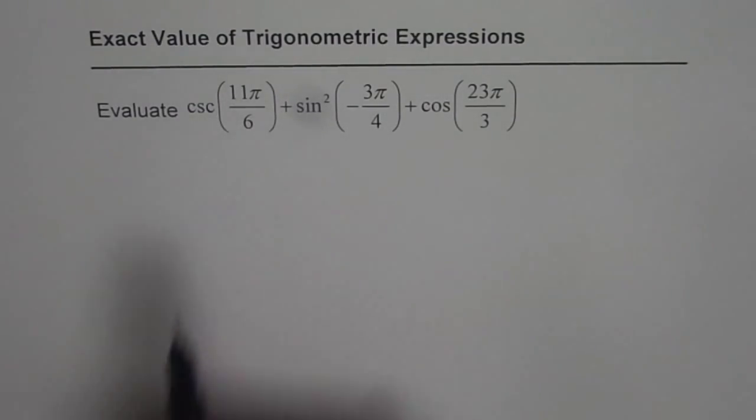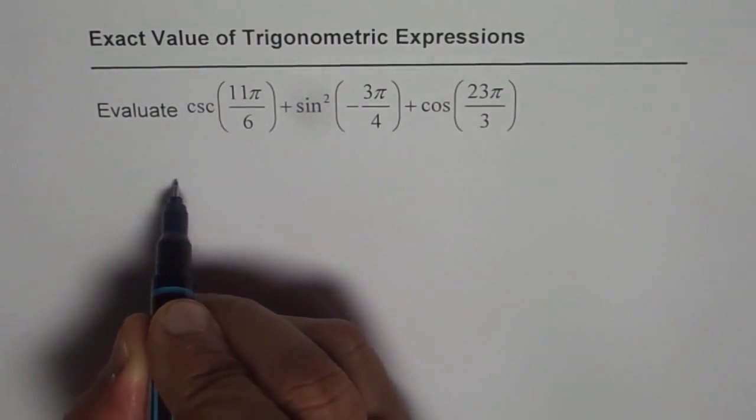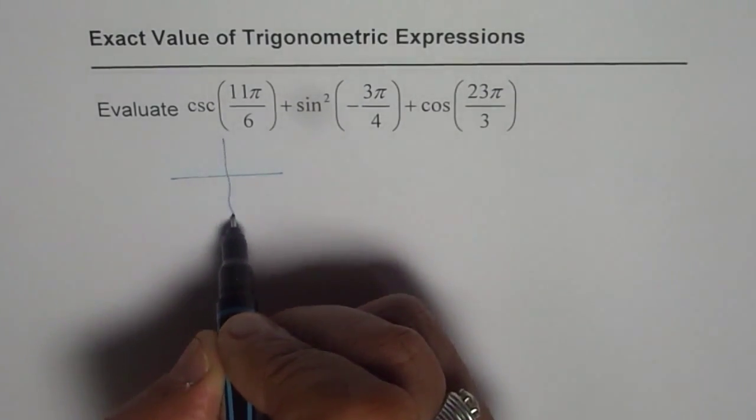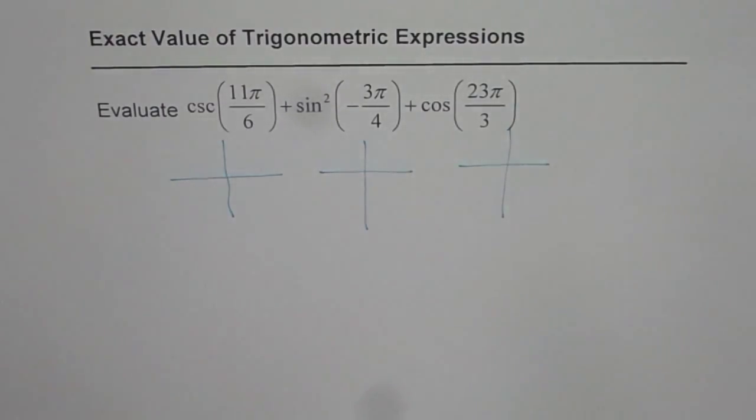First step is we need to figure out in which quadrant we are. So we'll do it for three different cases separately, right? So this is for the first case, this is for the second one, this is for the third one.